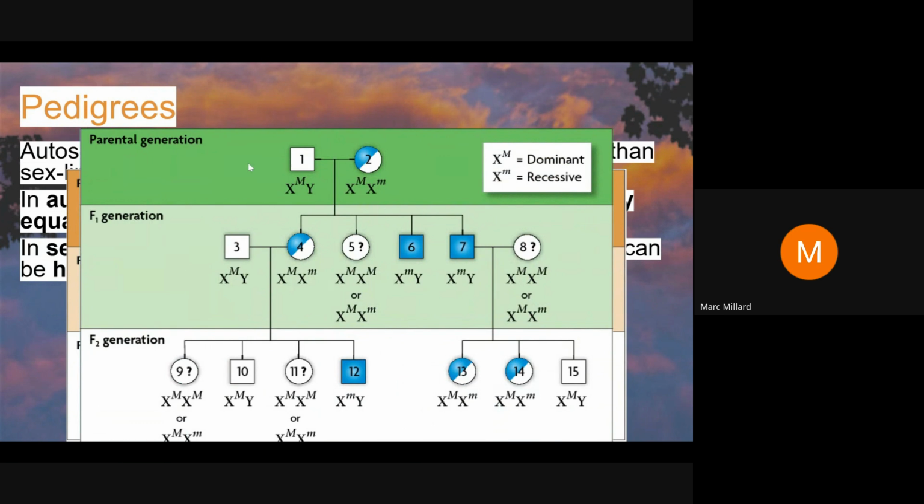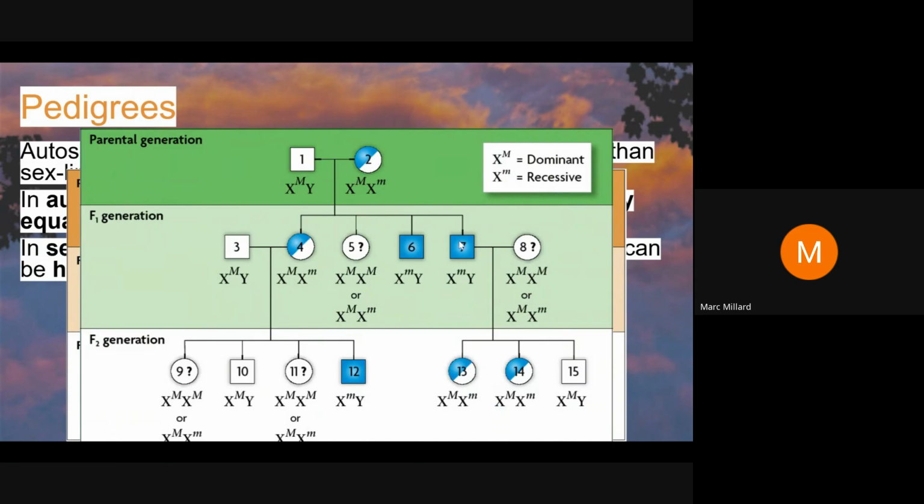All right, here's a different one. This is a sex-linked trait. You can see here, we actually show the genotype of each person. Males, again, have X and Y chromosomes. Females have two X's. So you can see here, this male does not have the trait because he's got a dominant allele. This female technically doesn't have the trait, but she does have one recessive, so she's a carrier.